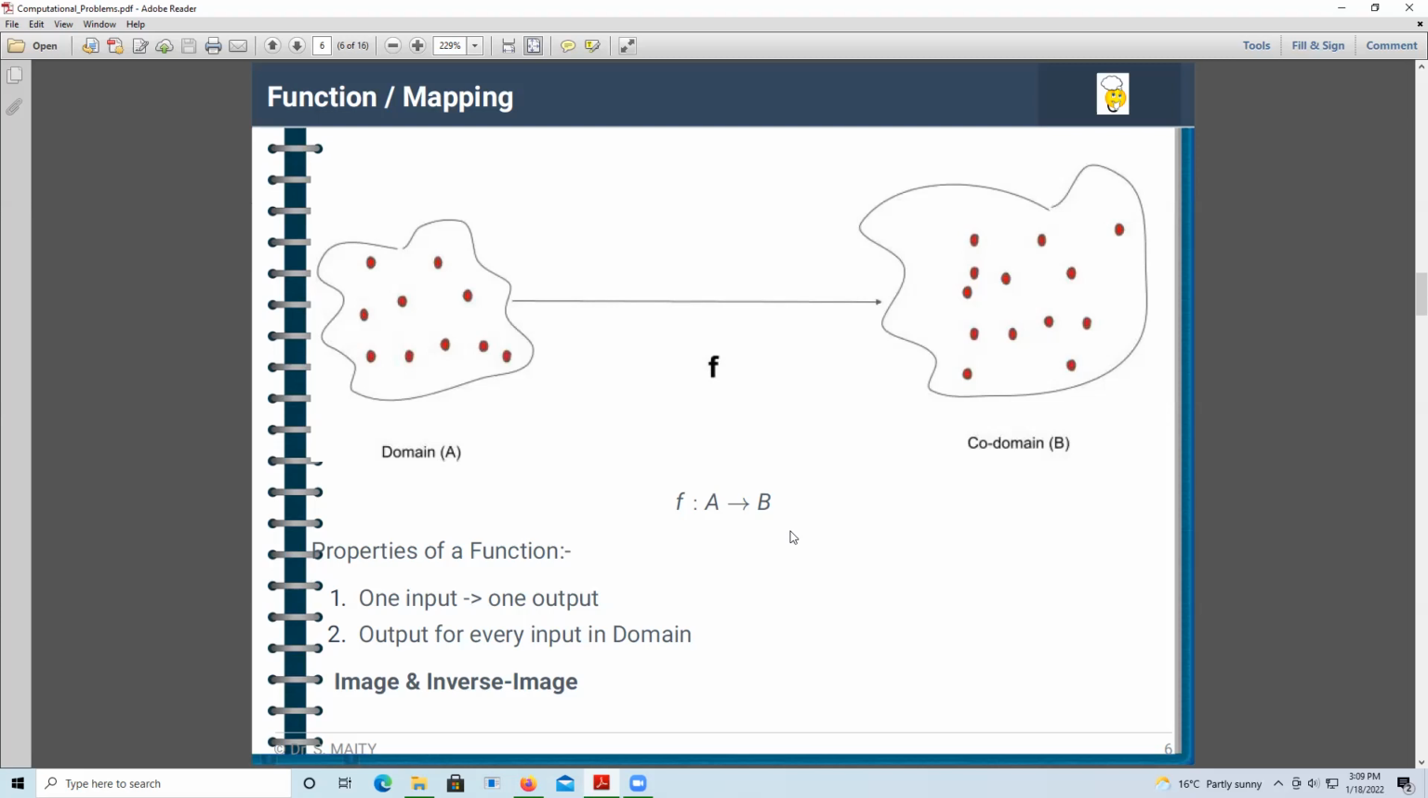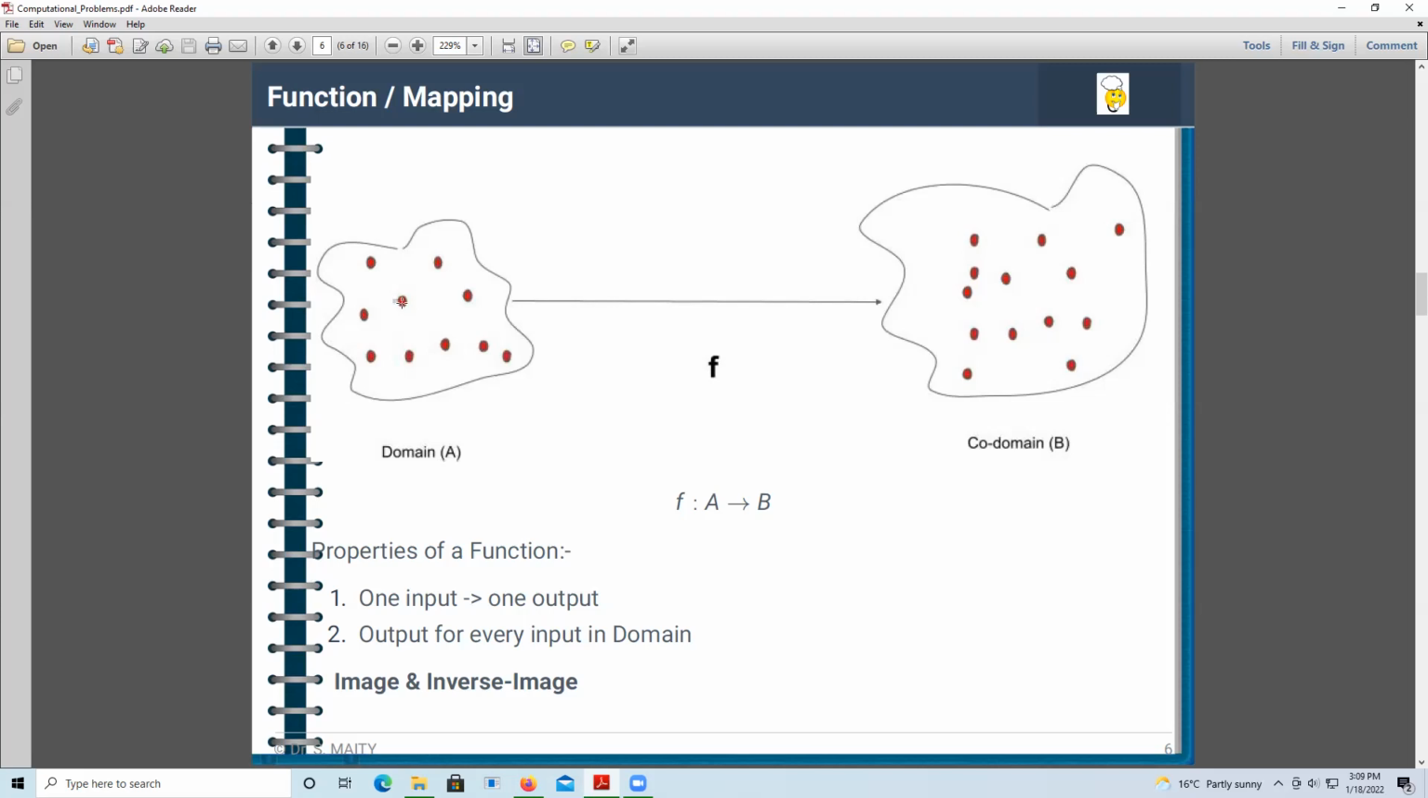But a function, so those are relationships. But all relationships are not a valid function. In order to be a function, it must satisfy this one-to-one, one input to one output property. That means the relationship may be either one-to-one or many-to-one, because we are not allowing multiple outputs for a single input.